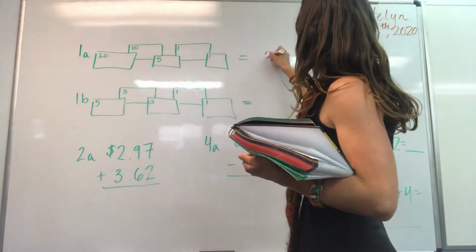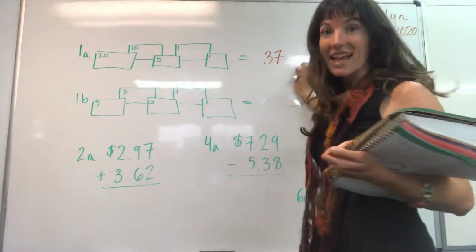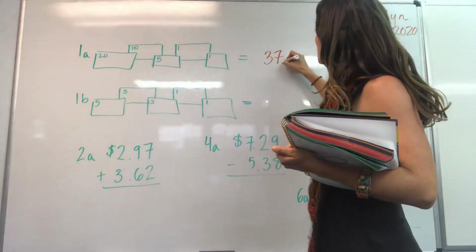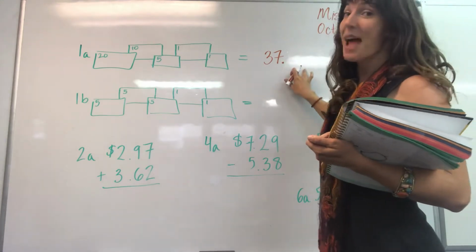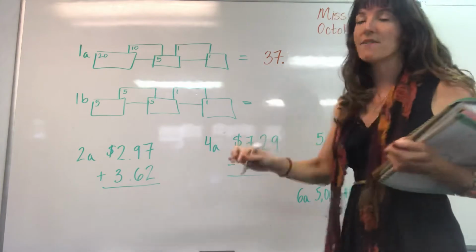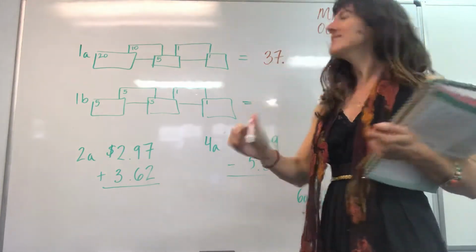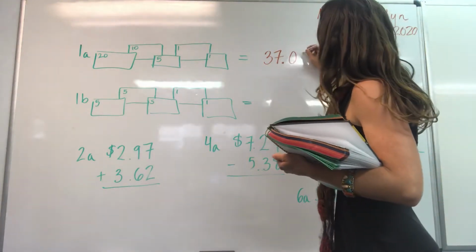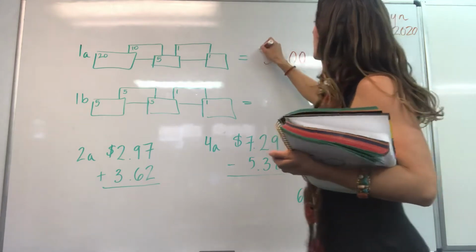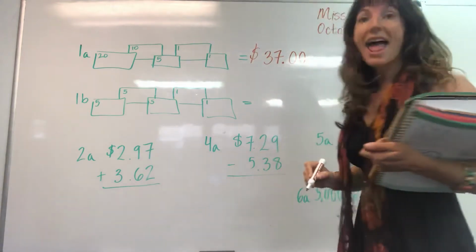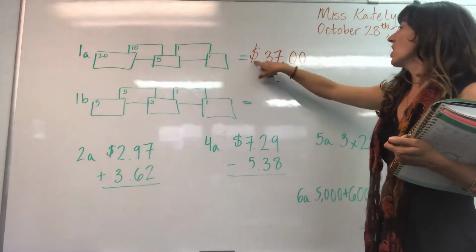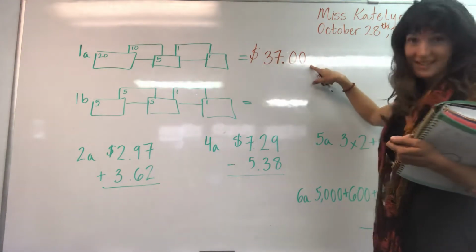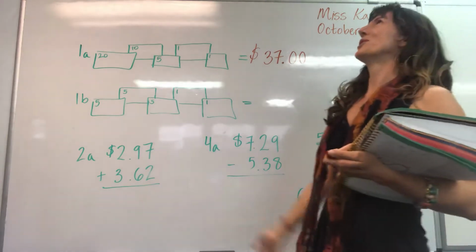So I have 37. I put my decimal point, and there always has to be 2 digits after the decimal point. When you have 0 cents, you write 0, 0, with a dollar sign in front of everything. So this is $37.00. On to the next one.